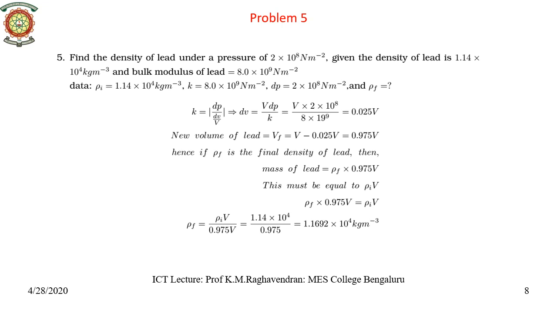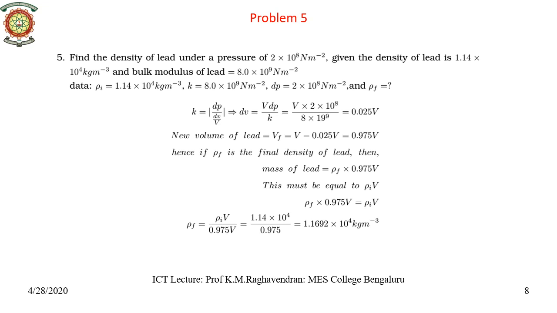So, the new volume of the lead would be Vf, which is equal to V minus the change, which is 0.025 V, or the new volume is 0.975 V. Now, if you know the density and know the volume, the mass can be calculated as simply the product of density into volume. So, the final mass of the lead is the final density rho f multiplied by the final volume. Now, in any case of deformation, only the shape will change while the mass of the object remains constant. Since mass remains constant, the initial mass of the object would be initial density times initial volume.